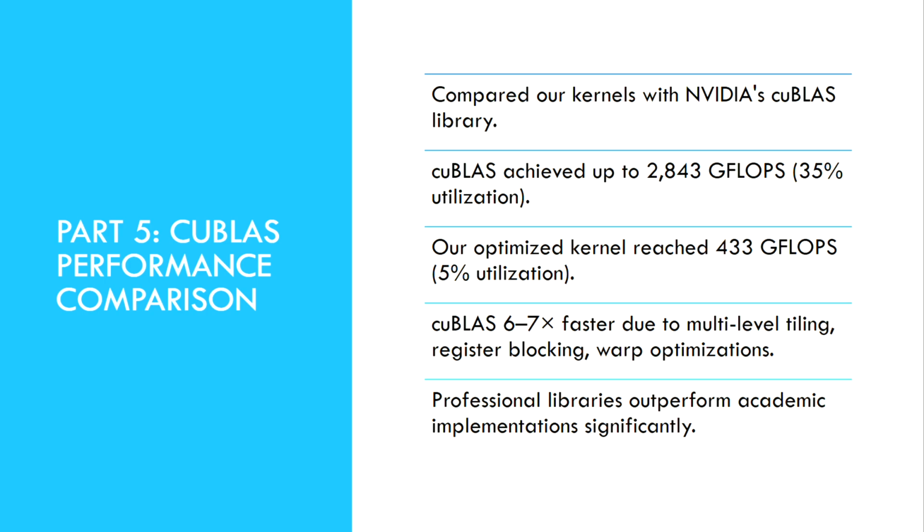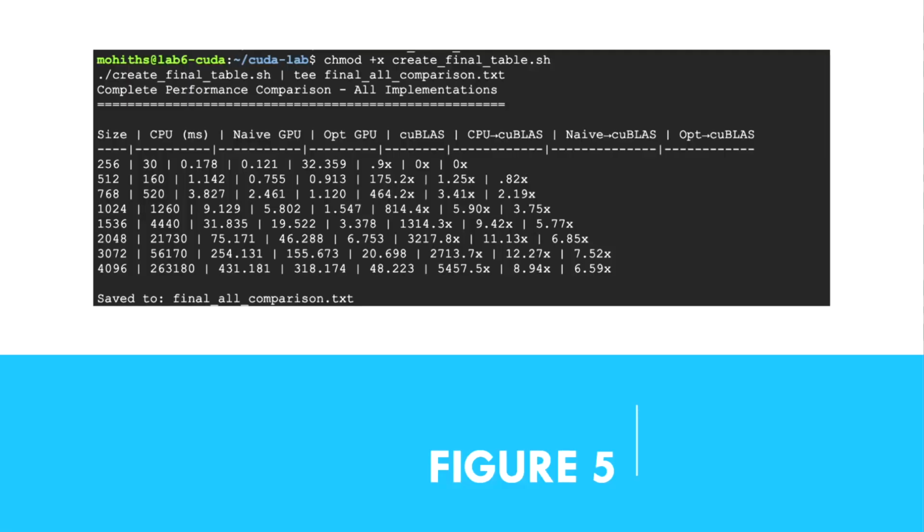cuBLAS was 6 to 7 times faster due to multi-level tiling, register blocking, and warp optimization. We concluded that professional libraries always outperformed the academic implementations significantly. Figure 5 shows the comparative study amongst the CPU, the naive GPU, the optimized GPU, and cuBLAS.